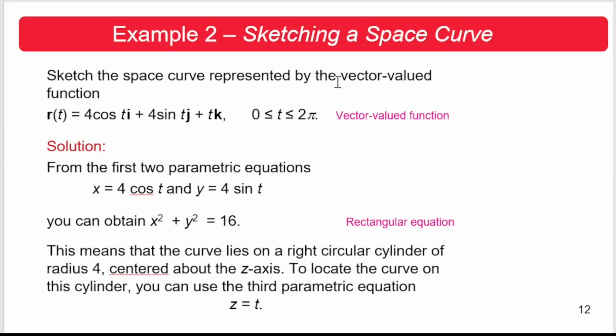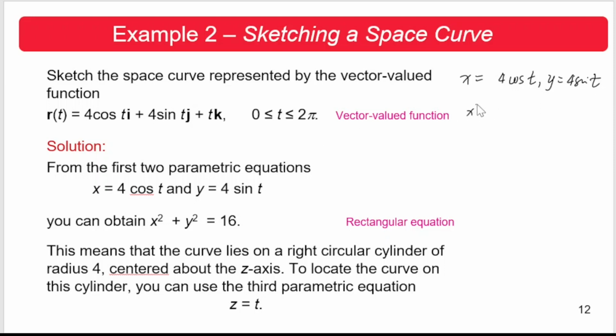2 pi. Okay, so from the first two components, because this is your x component, this is your y component, therefore we can rewrite. We can express x as 4 cosine t and y as 4 sine t.